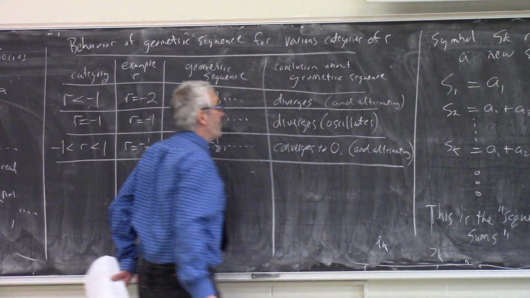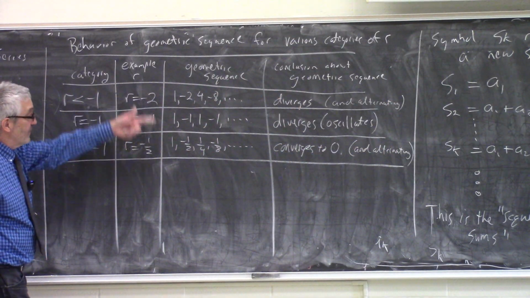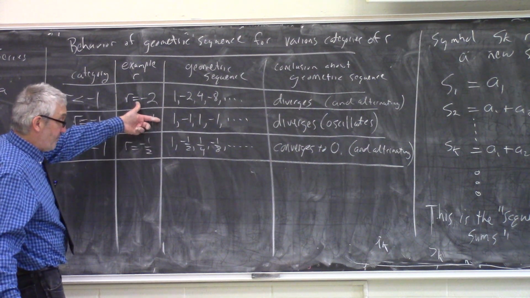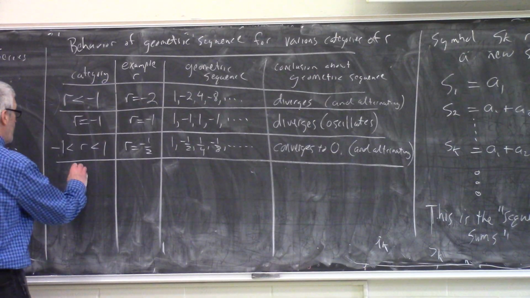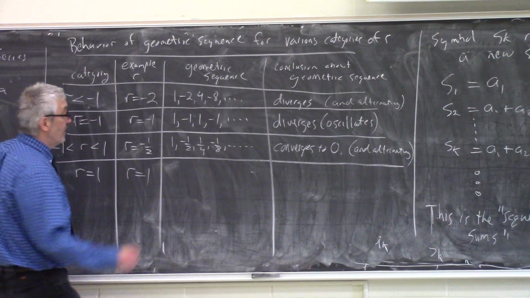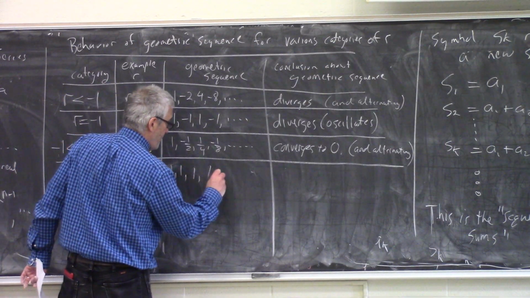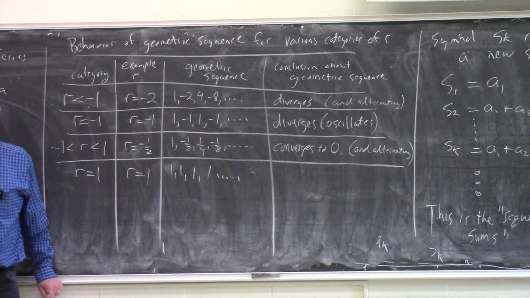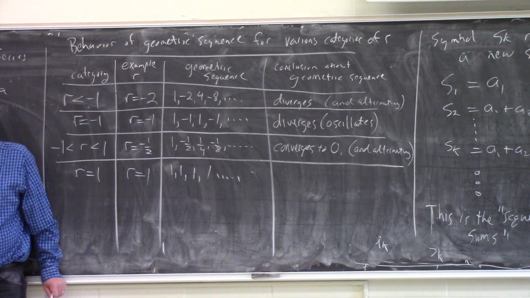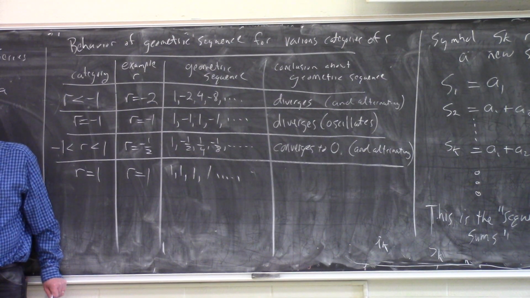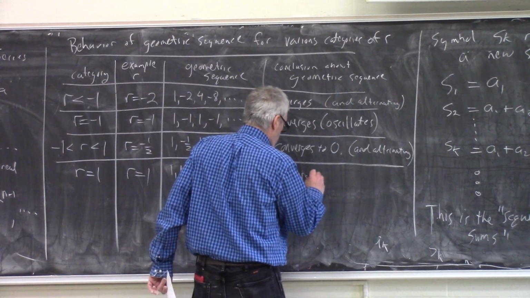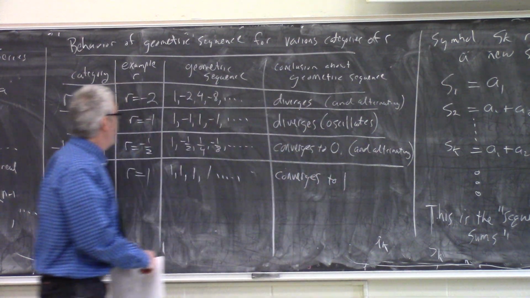So our first example was alternating and diverges. This example was alternating and converges. This example is alternating but diverges because it's oscillating. Okay, another category is R equals 1. So of course the only representative there is the number 1. So there's the sequence. Somebody who's wearing green, does that sequence converge or diverge? Converges to 1, good.